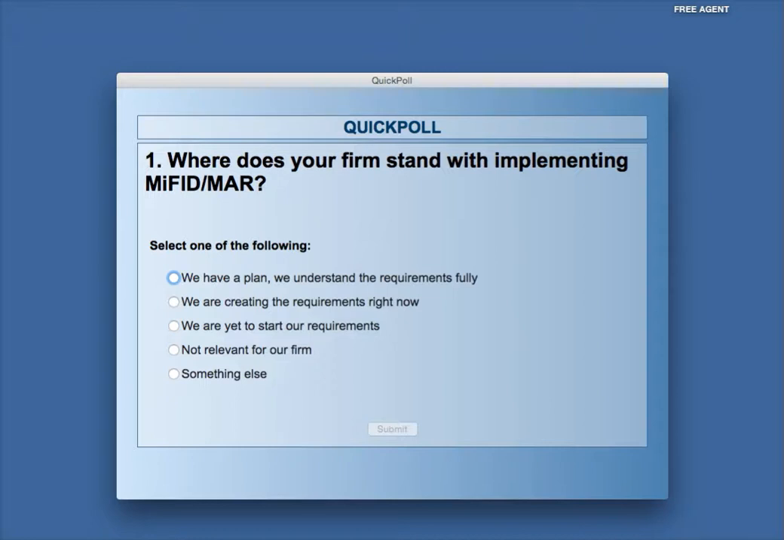First thing to understand is that the rules here are applied at the legal entity level. So a large bank, a large asset manager could have lots and lots of legal entities, and in each case, those rules would have to be applied at the legal entity level.